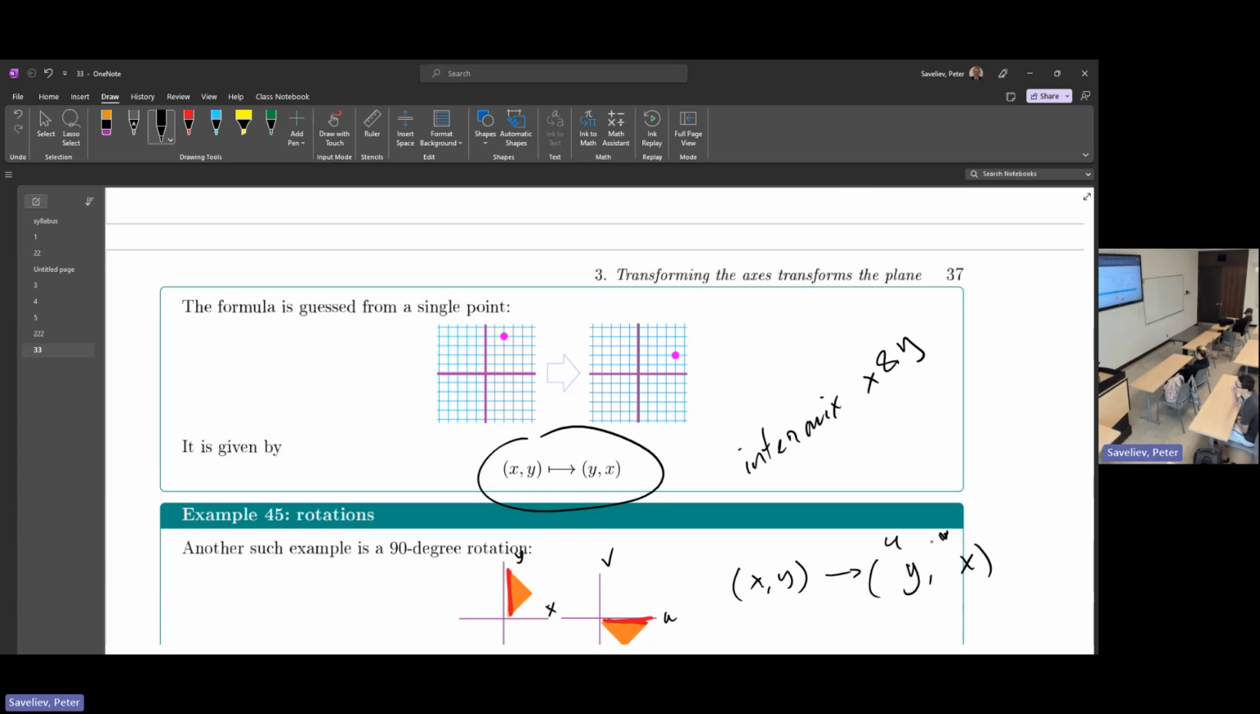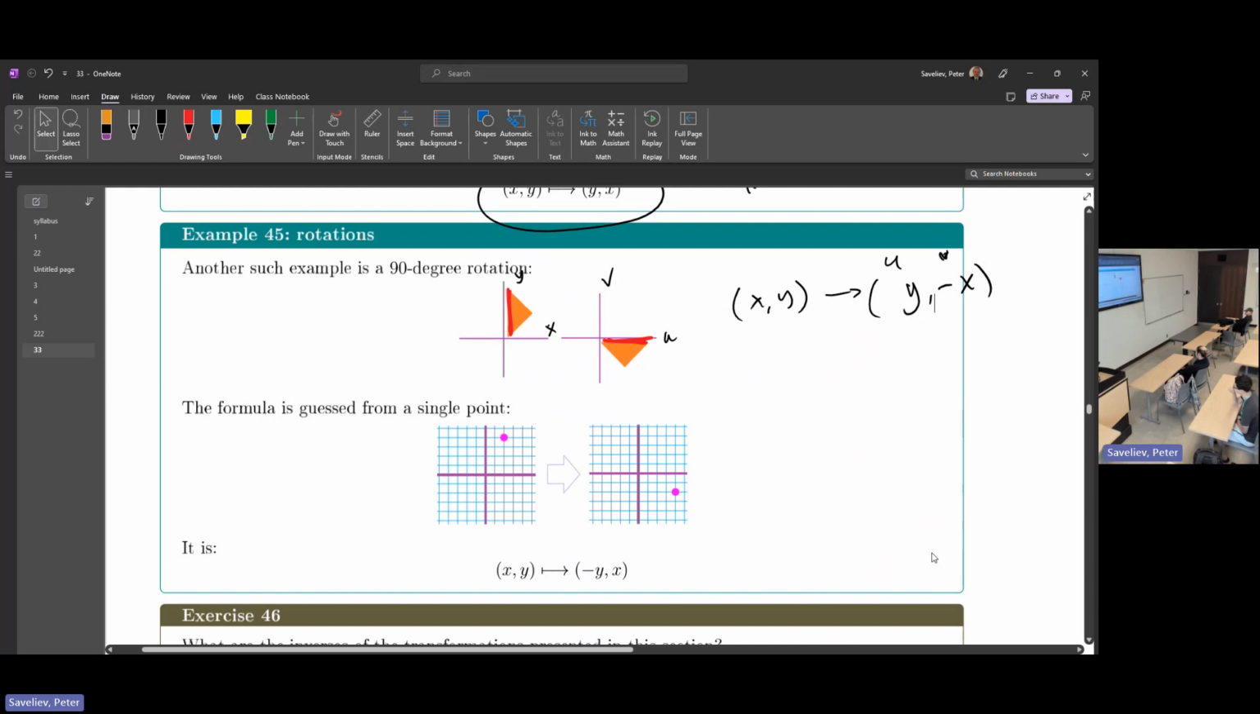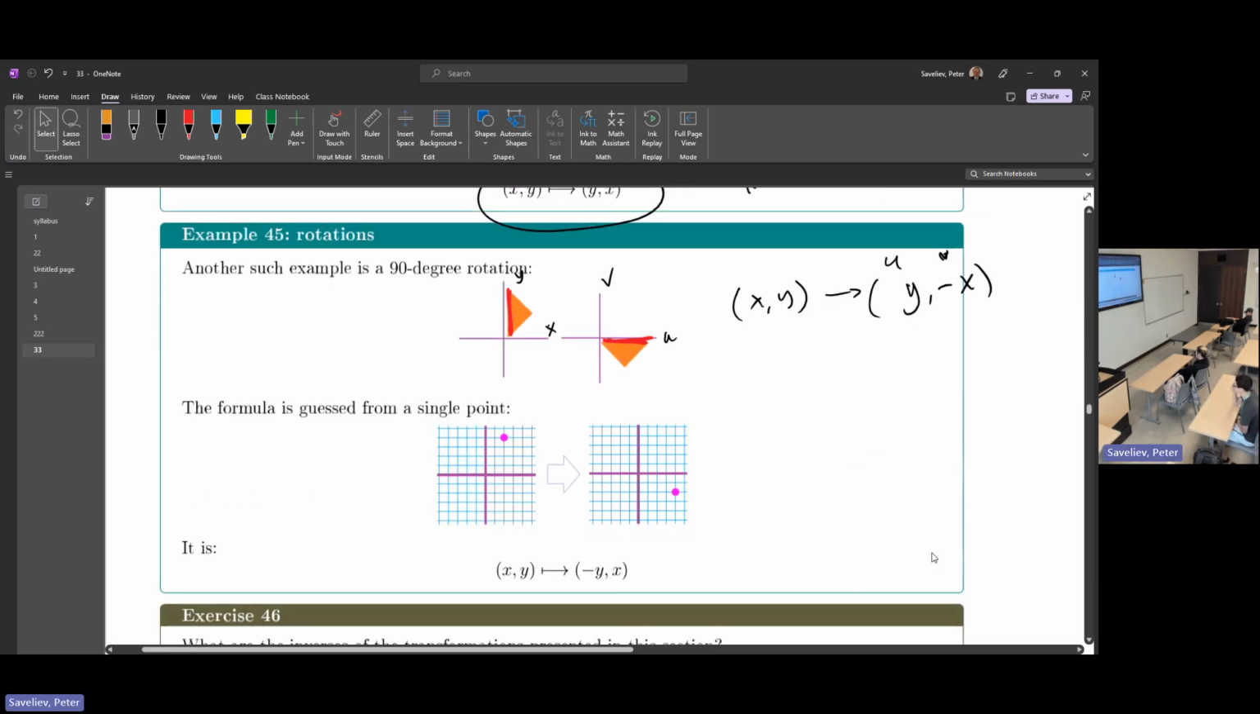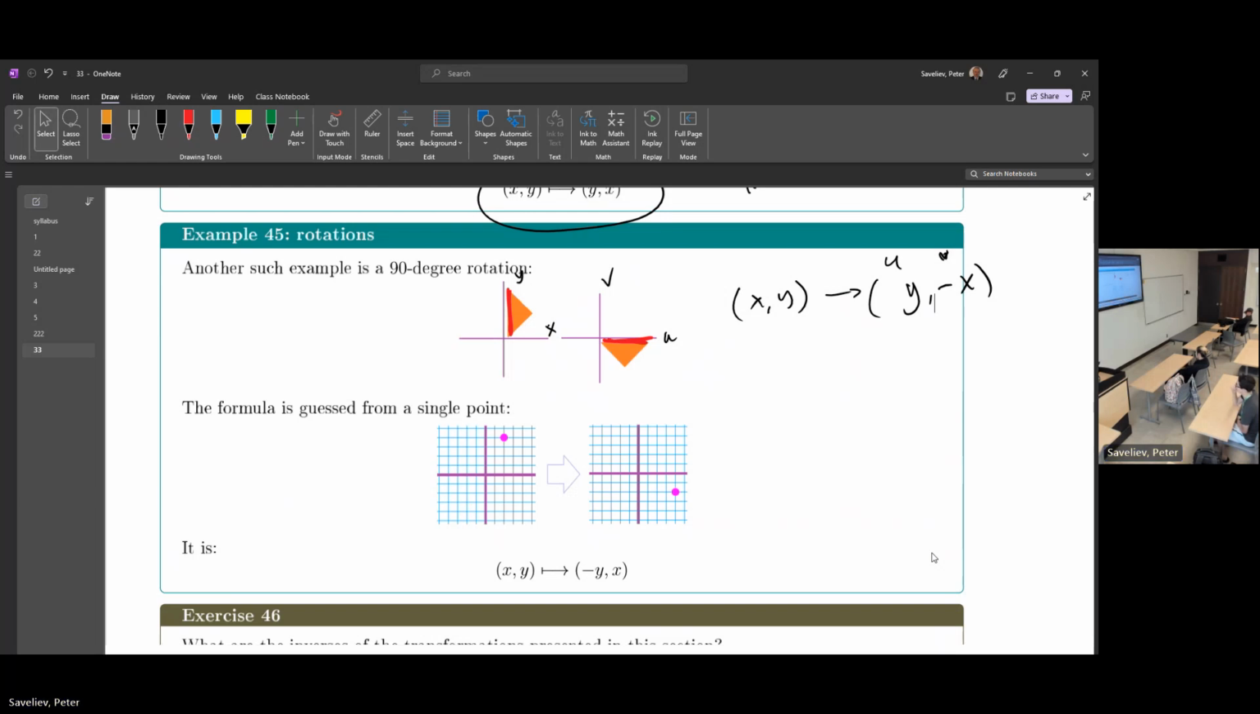So if I take 1, 1, it becomes 1, -1. So the second variable is negative. Yeah, I think I'm right now, and not what's written there. So the second coordinate is negative. Okay, let's check. Am I right here? y, negative x is the formula.